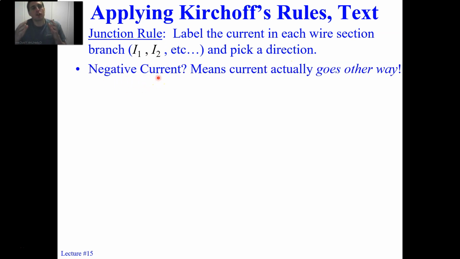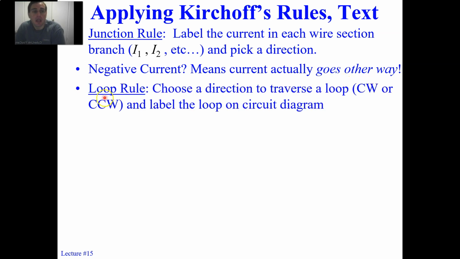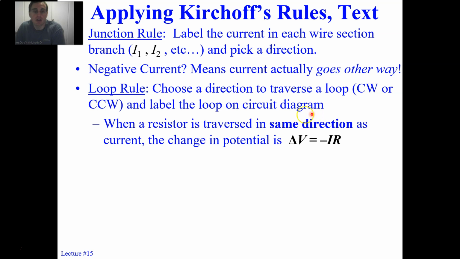Suppose you solve Kirchhoff's rules and you get a negative current. That actually means the current really goes the other way as to how it was labeled. So in that case, you would either need to relabel the diagram, or for that matter, you would need to just note that a minus means opposite as labeled. Now the loop rule says you should choose a direction to traverse a loop, clockwise or counterclockwise, and you should label that on the circuit diagram.